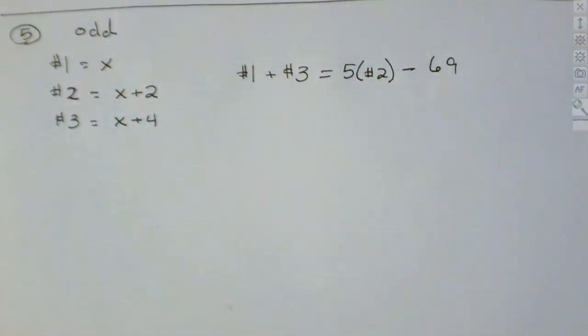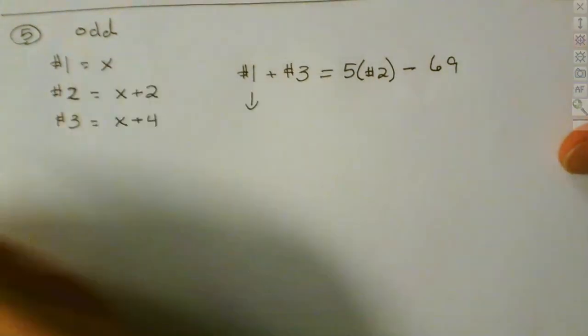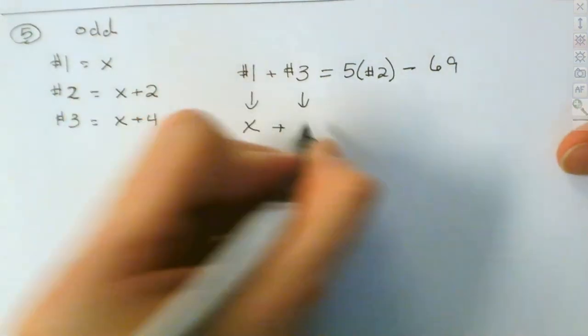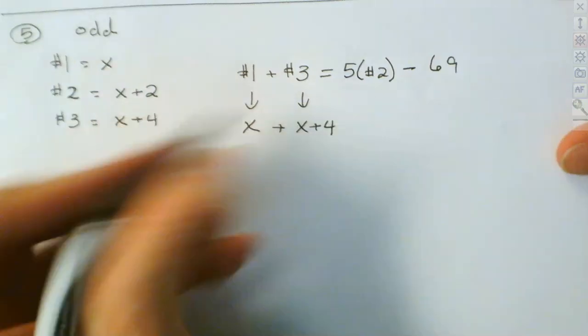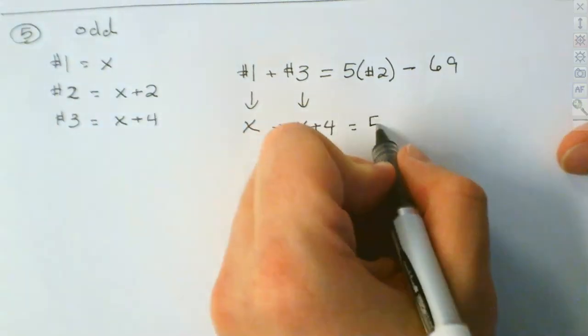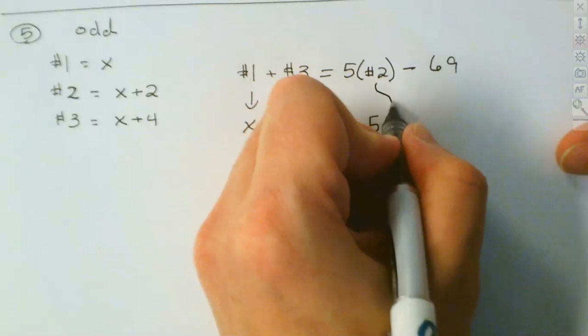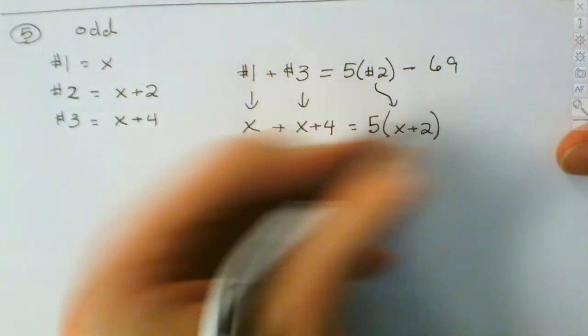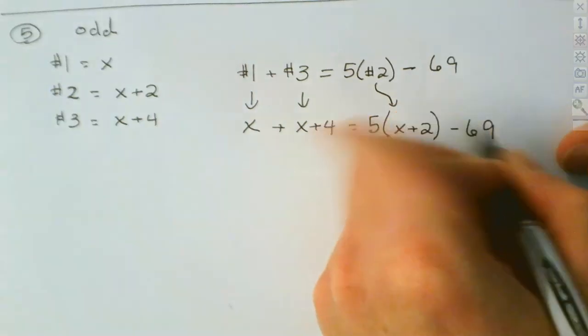Is it making sense now, kind of how I got to this step? How I built this expression, equation. Now we can fill it in, so let's go ahead and do that. The first number is x. The third number is x plus 4. On the other side, we have a 5. We're going to bring down the second number, which is x plus 2, and that's going to then be minus 69.